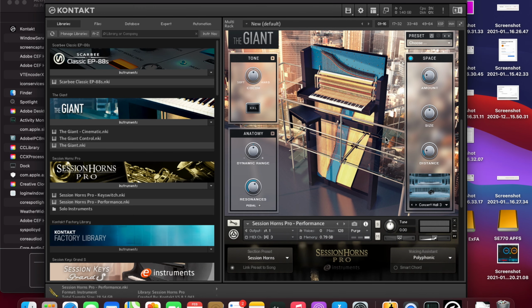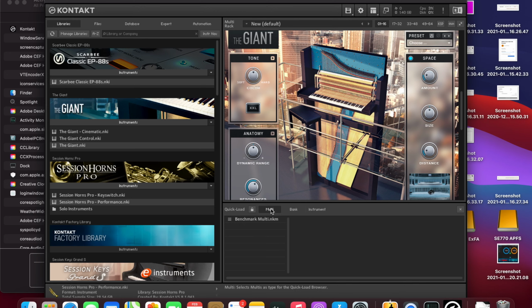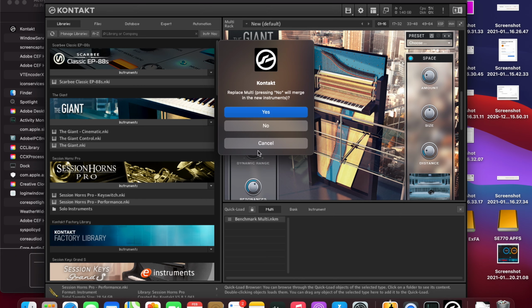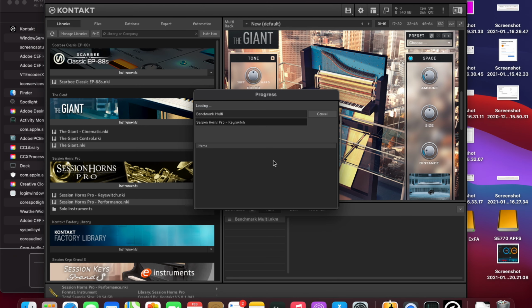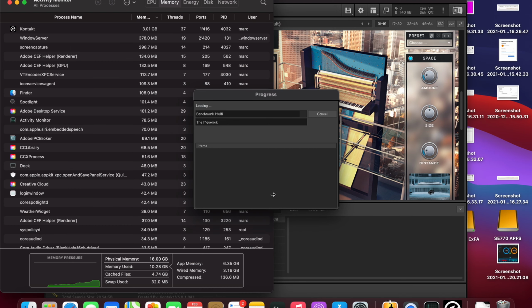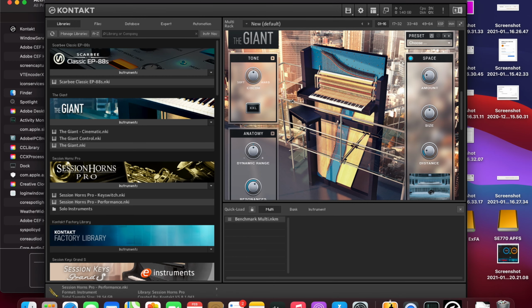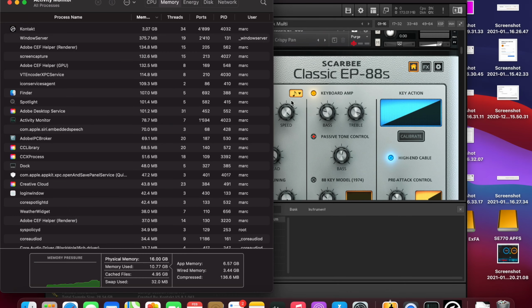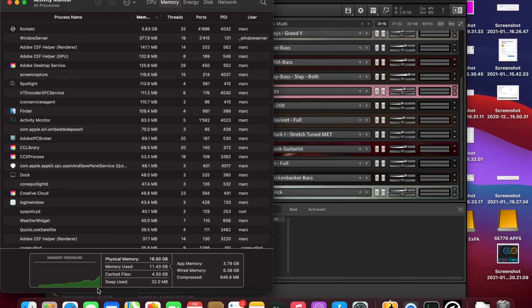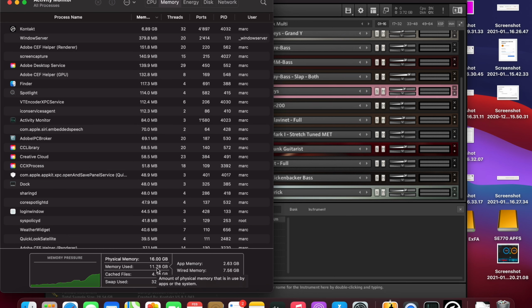All right, so let's load up again our performance multi, which loads up 16 Kontakt instruments. And let's have a look on the memory. We see that it's still increasing, and here we see still increasing memory usage, but no big pressure. We have usage of 11, so it's increasing.